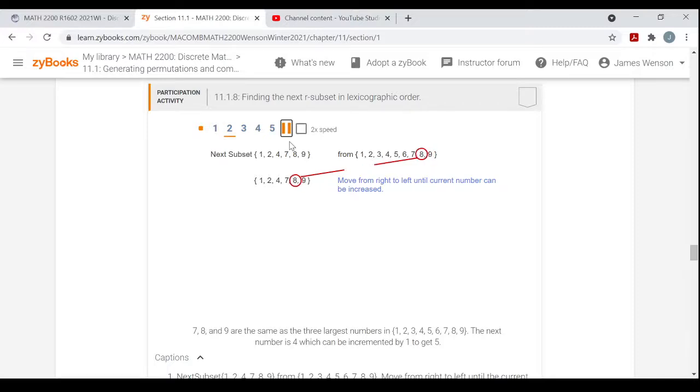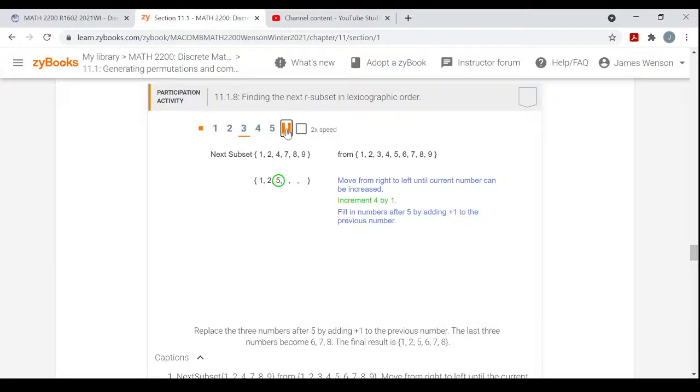So again, 9 can't be used, 8 can't be used, 7 can't be bumped up. But 4 can be. So I increase that by 1 and then use the digits after it until I complete the 6 subset, right? Use 6, 7, 8. And that'll be the next combination, the next 6 subset taken from a set of 9 elements.